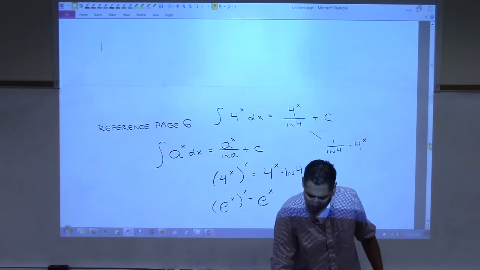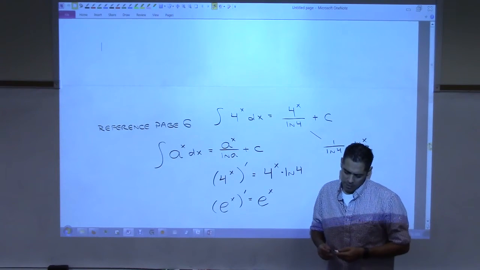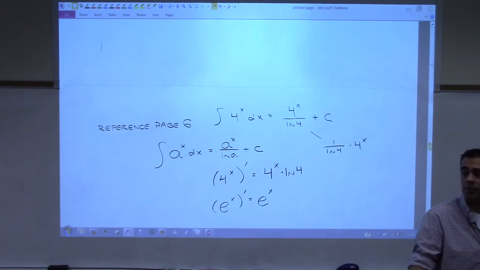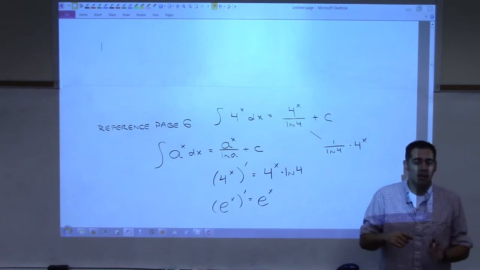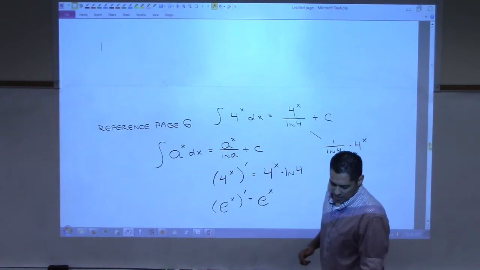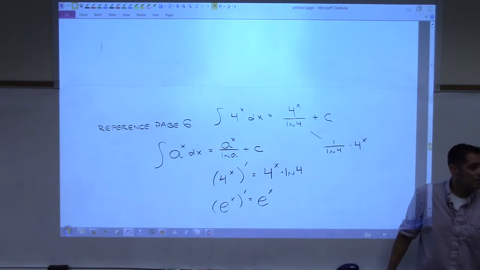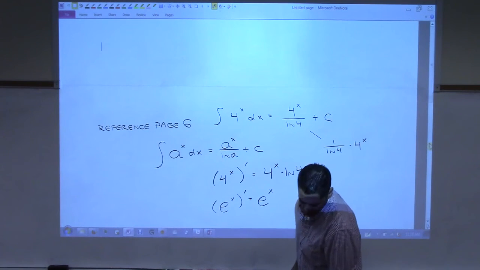Okay, what's the antiderivative of sine? Number 6. Negative cosine. Right? Because what's the derivative of cosine? Negative sine, but you don't want negative sine, you want positive sine, so you have to say negative cosine. Number 7, what's the antiderivative of cosine? Just sine, right? Because the derivative of sine is cosine. So that makes sense to you?